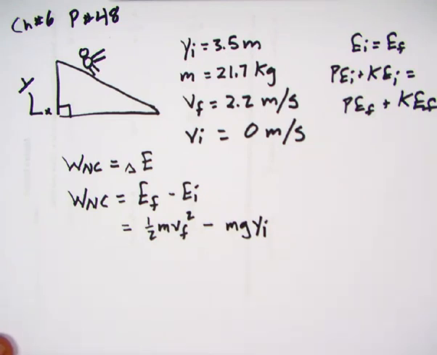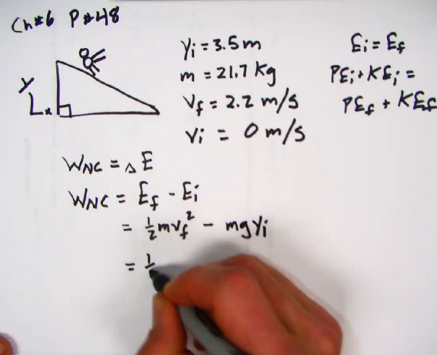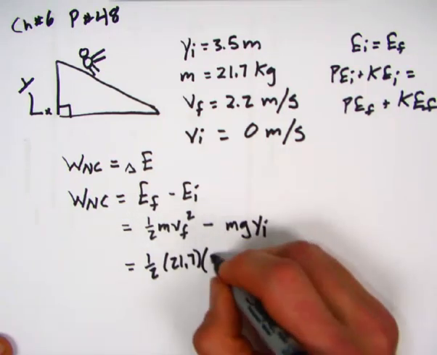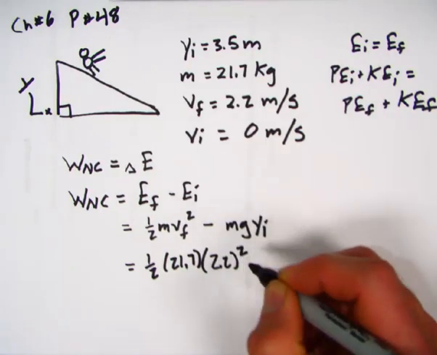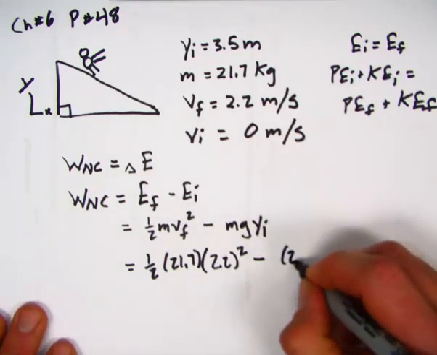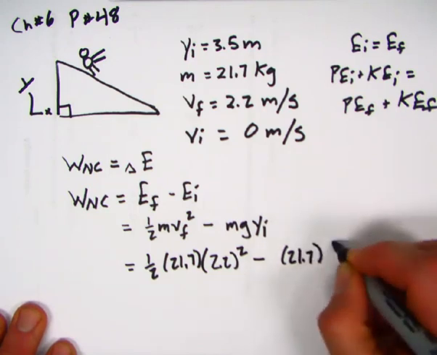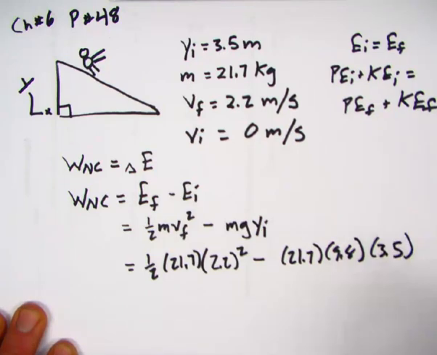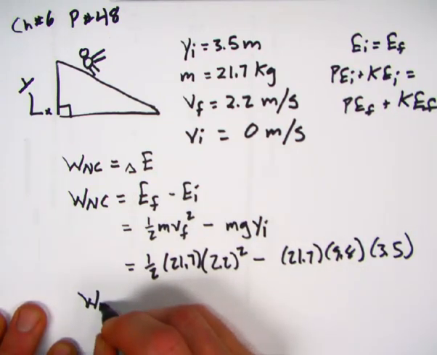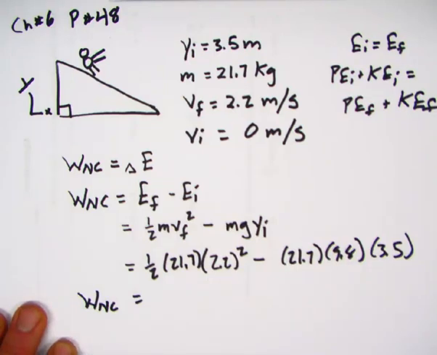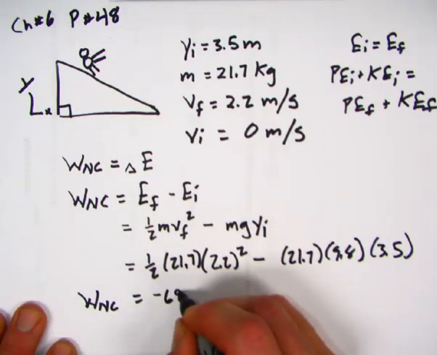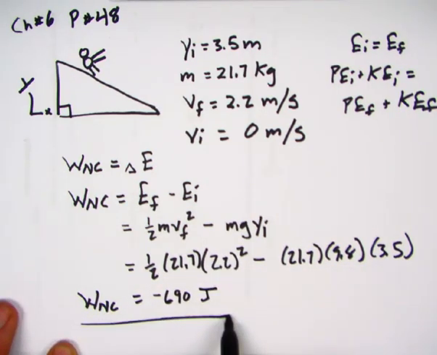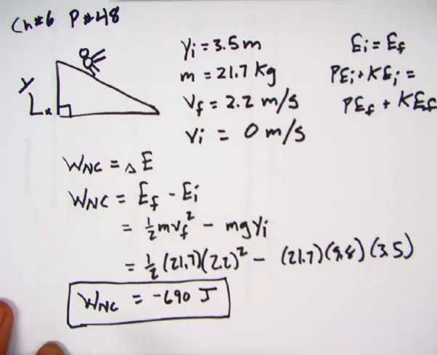So, let's plug this in and see what we get. So we'd get 1/2 times 21.7 times 2.2 squared, minus 21.7 times 9.8 times 3.5, right? And if we plug all of this in and round to significant digits, we would see that the work done by non-conservative forces is equal to negative 690 joules, right?